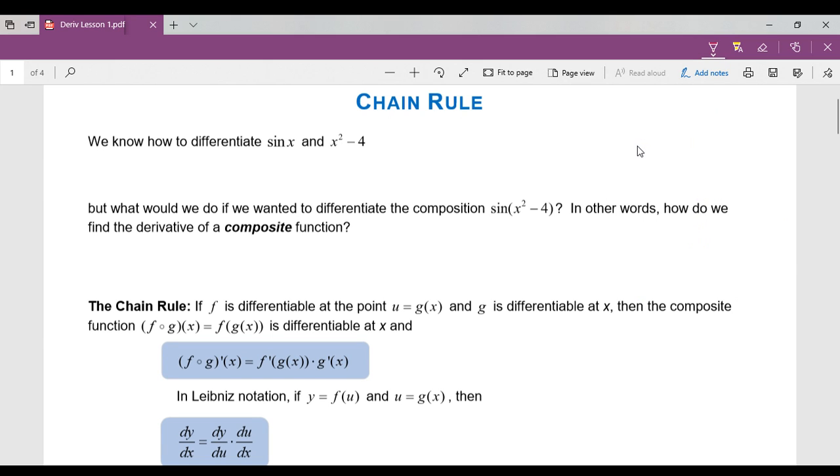So, what's the chain rule all about? Let's think about this. Right now, if I was to ask you, what's the derivative of sine x, you'd be able to do it, right? And you have it memorized. The derivative of sine x is just cosine x. We actually derived that with the definition of the derivative, but for now, we have it memorized.